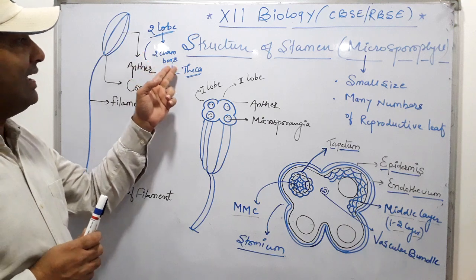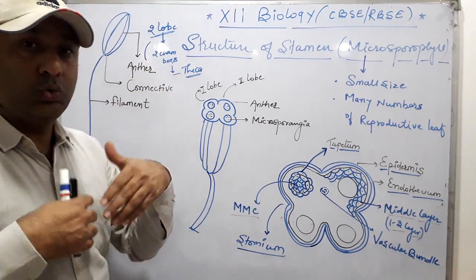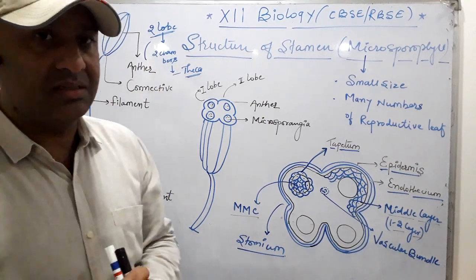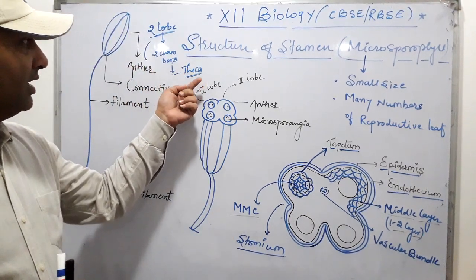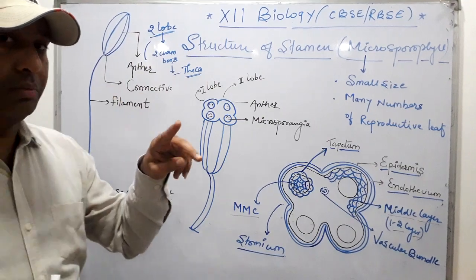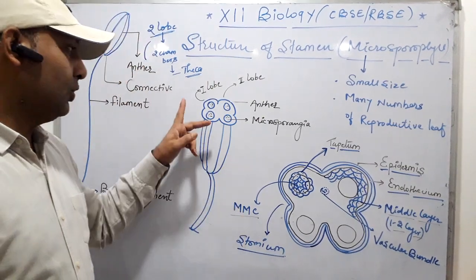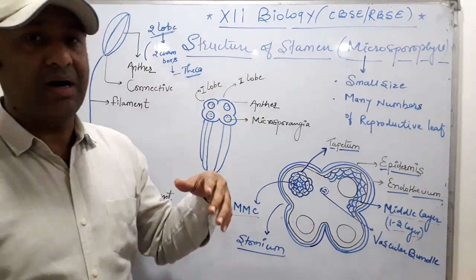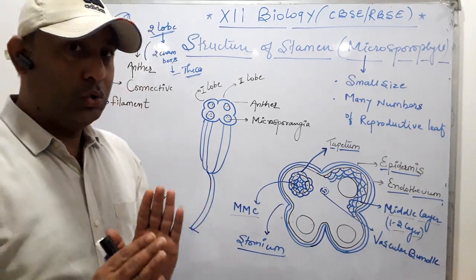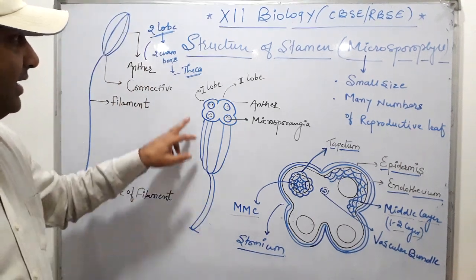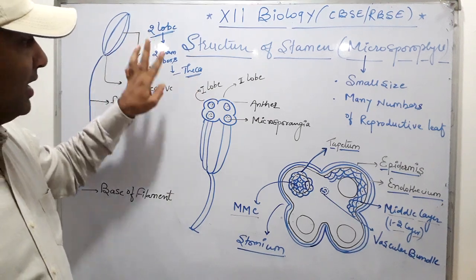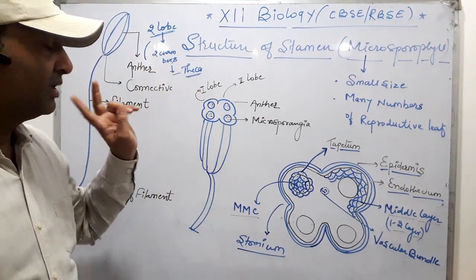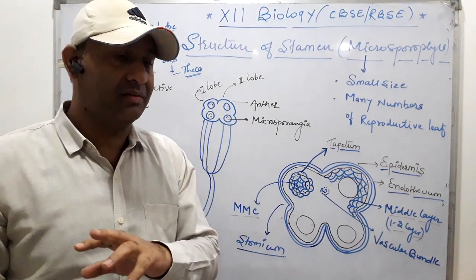At that time it is called dithecous, that means two theca. In some cases, the anther is monothecous. That time it contains only one lobe and two microsporangia, as in the Malvaceae family. In other families it is dithecous and consists of two lobes and four microsporangia, that means a total of four pollen sacs.